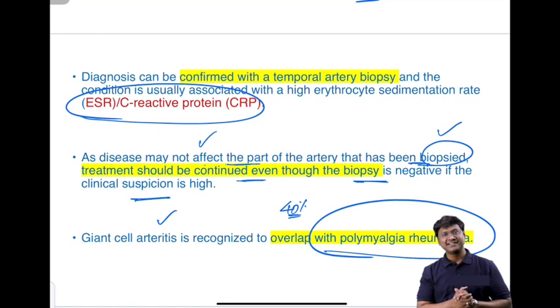So that is about your giant cell arteritis, where the presentation is unilateral headache and scalp tenderness, and these individuals are at risk of blindness because of inflammation of the posterior ciliary artery, which is a branch of the ophthalmic artery. Investigations: ESR and CRP are raised. The confirmation of the diagnosis is by biopsy, which will show granulomatous inflammation. Drug of choice is steroids.